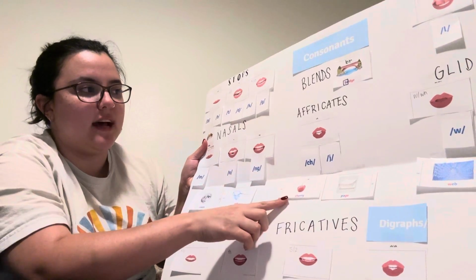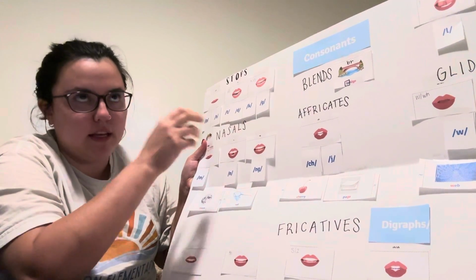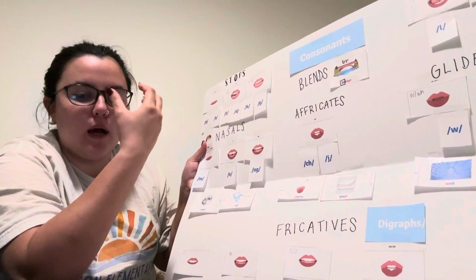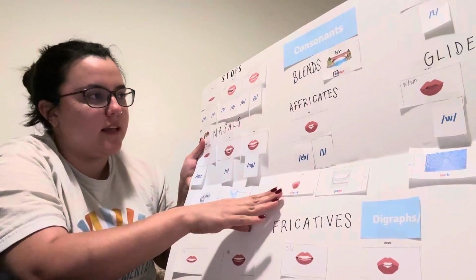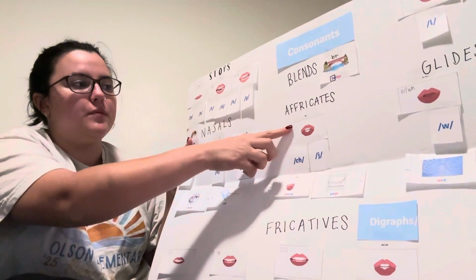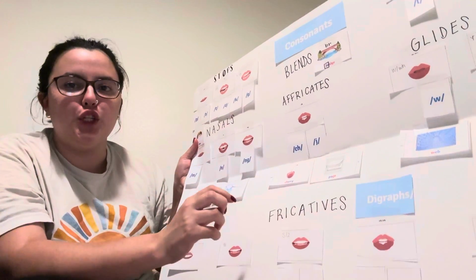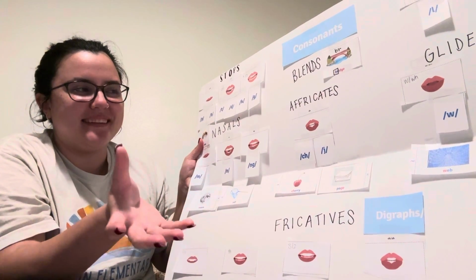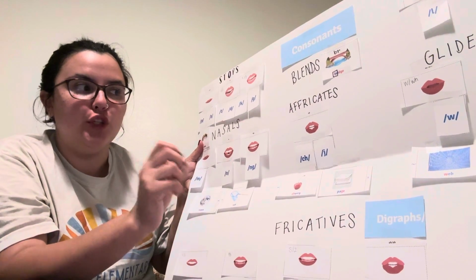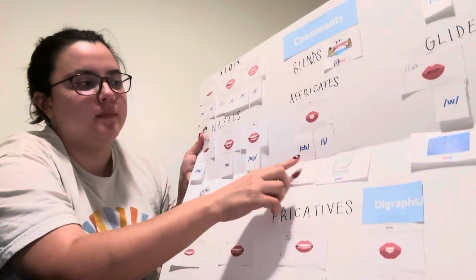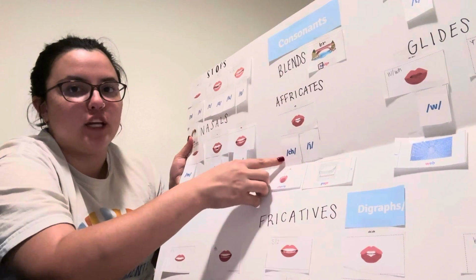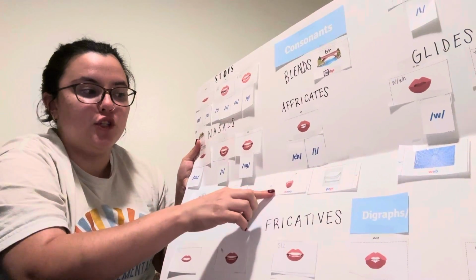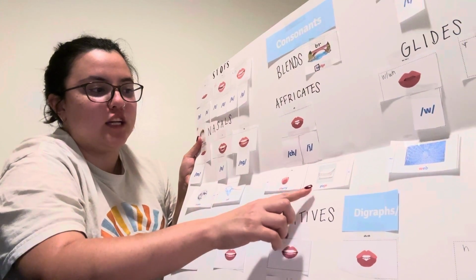Moving right along, we have affricates. So affricates are consonants that obstruct the airflow and then they release the air. So our main example would be ch. Notice how the air comes after the ch? So that's where the H comes in. It's represented by ch and j. Our examples are cherry and page.